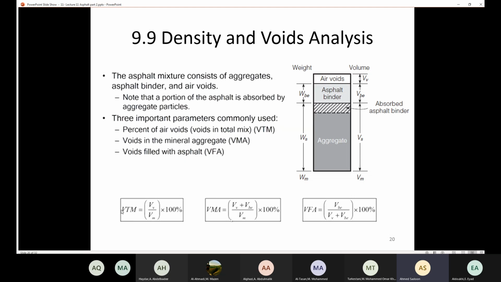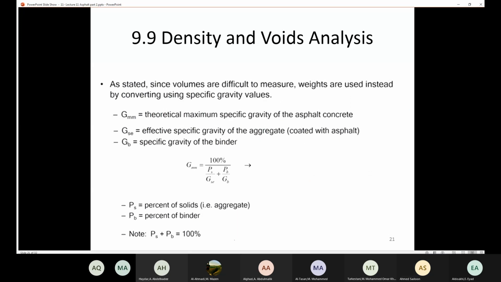So I have VTM, I have VMA, I have VFA. So those are important in order to make void analysis, because the criteria in order to choose the best mix depend on those values. After we determine those values for a certain specimen, we need to compare this with the criteria, which means that I have certain values. If my values are more or less than those values, then I'm going to reject my specimen.